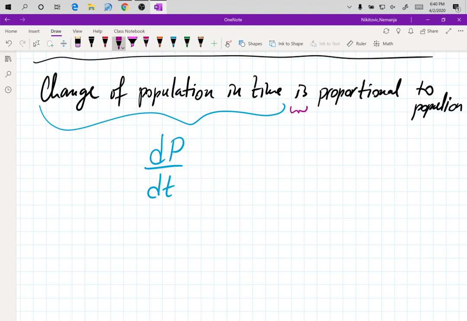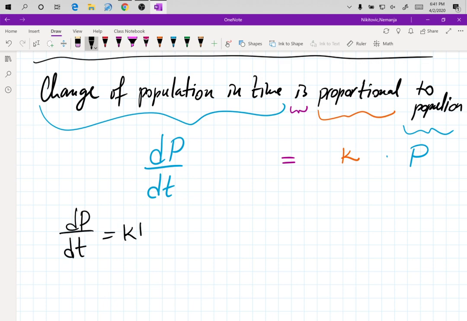Then we have the equal sign, the word is. Now, the word proportional is going to give us some kind of a constant, say constant k. And finally, we have population over here. That's just going to be p, times p. And there it is. dp over dt is equal to kp. This is a first order linear differential equation.